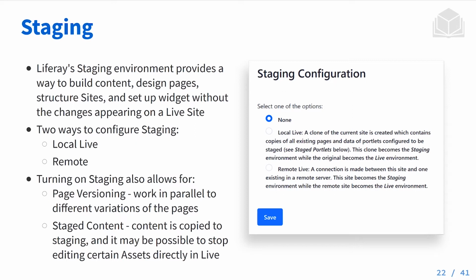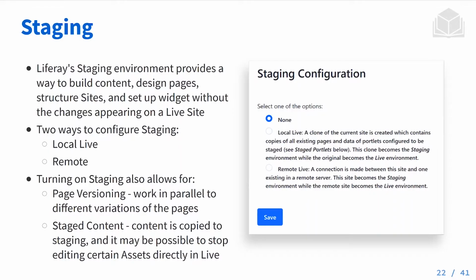For the staging process, Liferay offers two different ways of configuration. The first is local live, and the second is remote. Within staging, we can go ahead and do page versioning, so we can make copies of individual pages, edit them without them being seen live. And likewise, we also have staged content as well. So we have content in staging that our users cannot see that we're able to edit on our own.